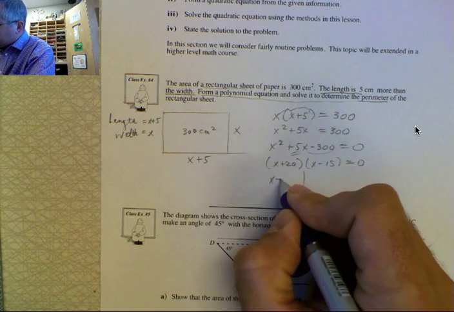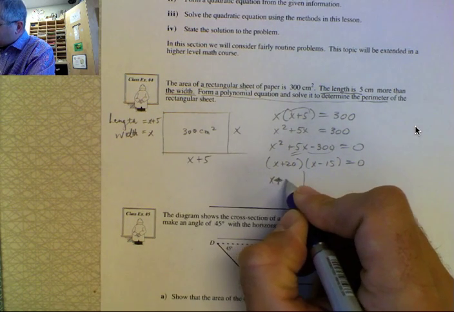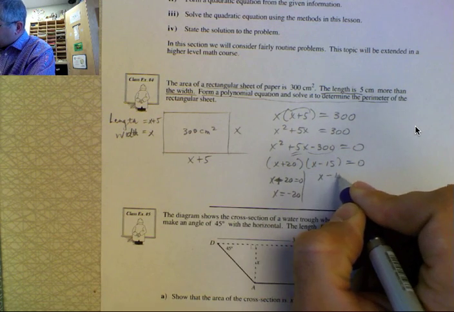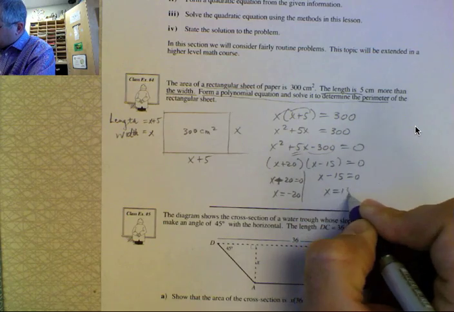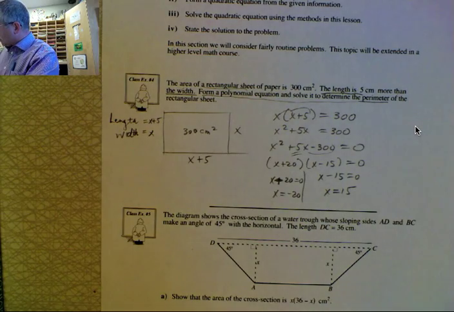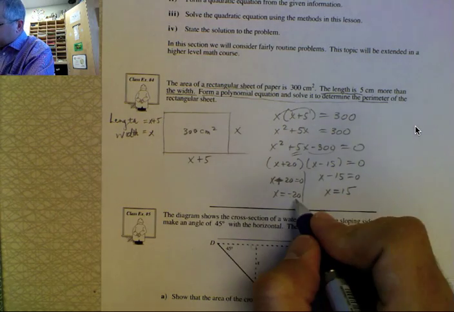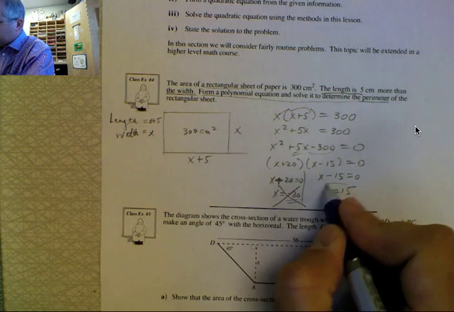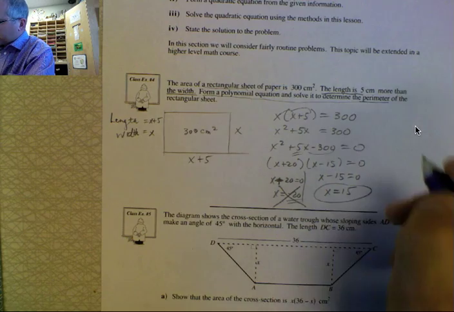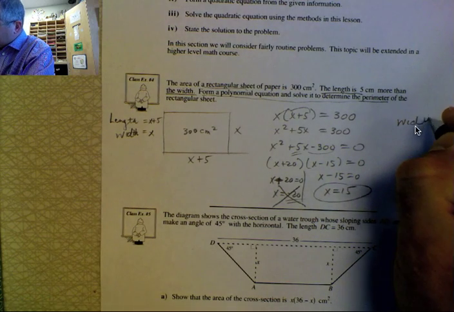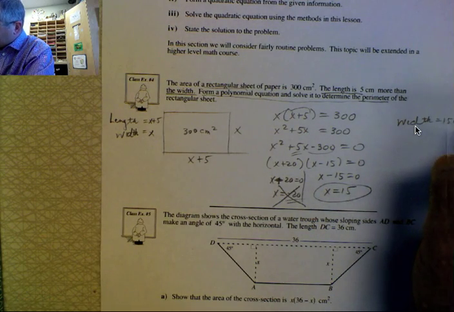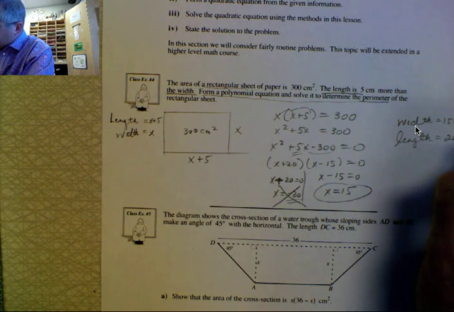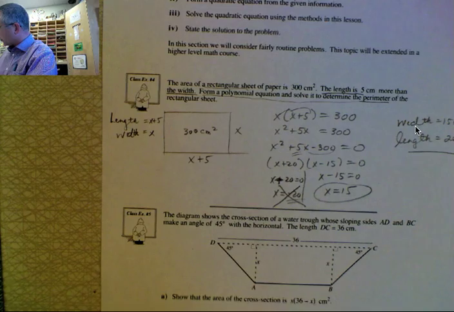So if I solve this, I get x plus 20 equals 0, so x equals negative 20, and I get x minus 15 equals 0, so x equals 15. Now, it's impossible to have a negative length or width, so we know this answer doesn't work. So we know x is 15. Well, that means our width is 15 centimeters. Our length is 5 more than the width, so that means our length has to be 20 centimeters in this question.